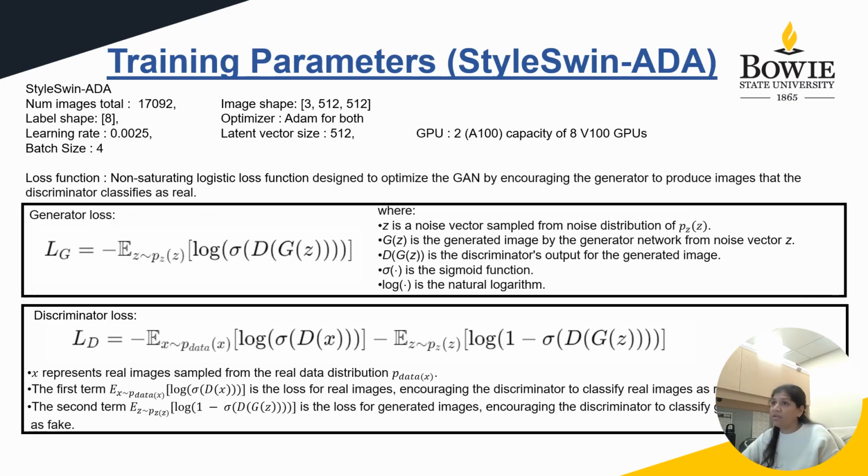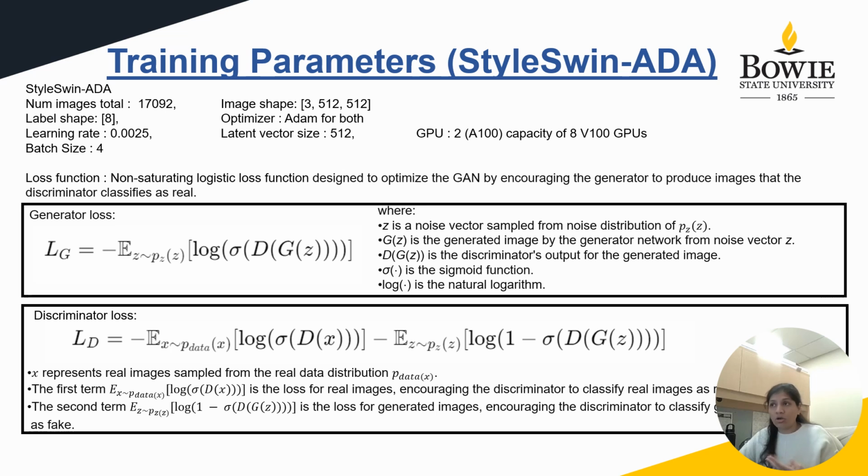The training parameters we used for this model: there are a total of around 17,092 images, and the label shape is 8, like 8 different classes. We chose a learning rate of 0.0025, and we also took a batch size of 4. The latent vector size we use is 512, and we trained this model on two A100 GPUs.